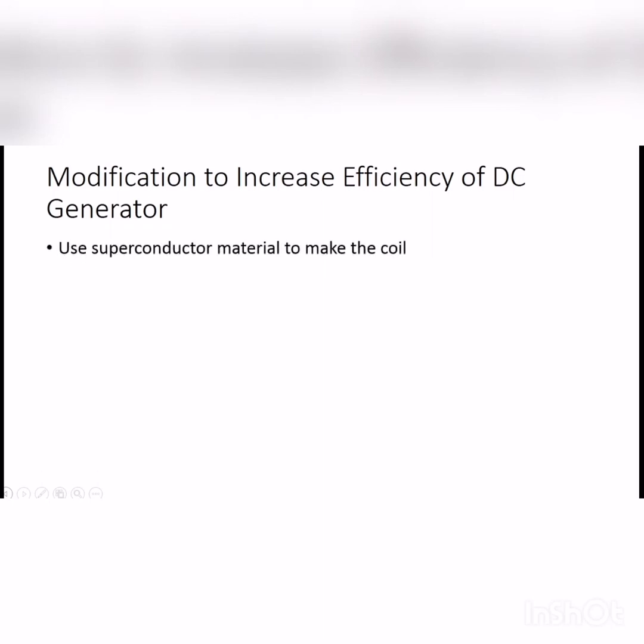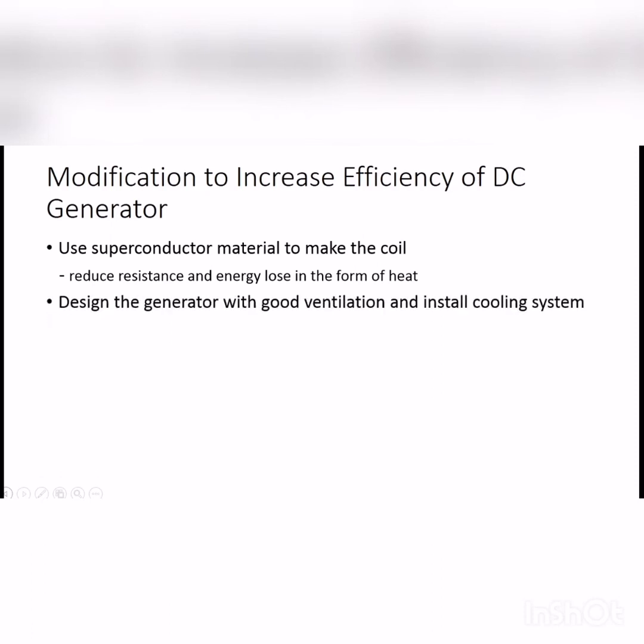The first modification is using superconductor material to make the coil. This can reduce the resistance and energy loss in the form of heat from the coil. Also, the generator has to be designed with good ventilation and a cooling system installed to reduce the heating of the coil. The resistance of a conductor increases when its temperature increases.